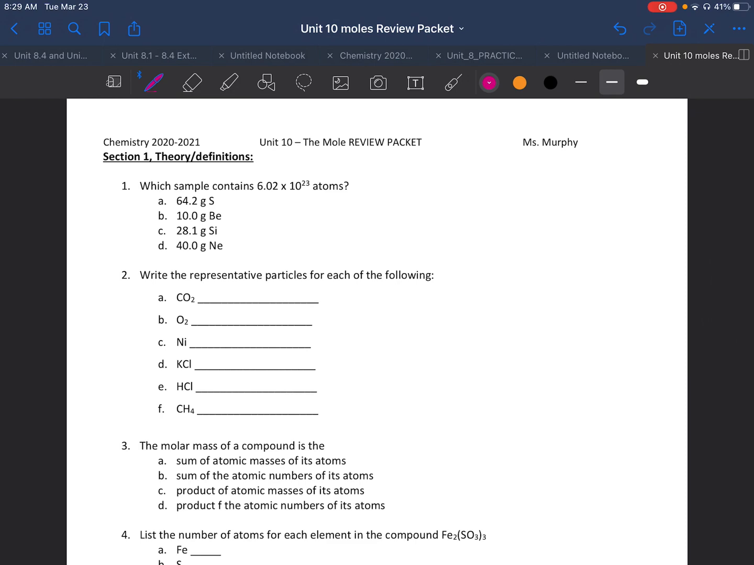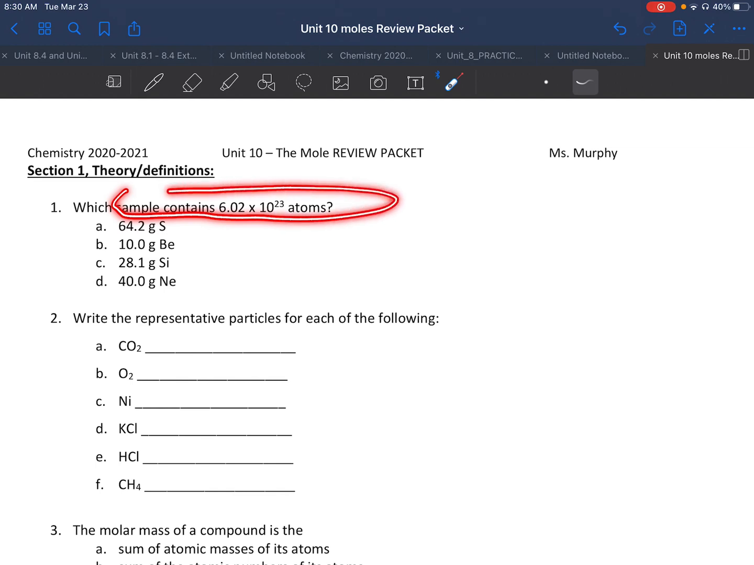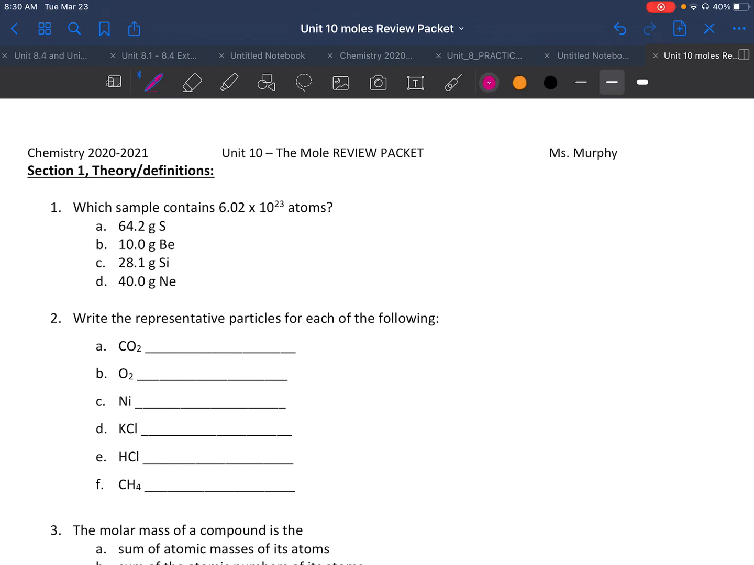So this first problem I kind of hit really hard with theory right away, and I want to make some connections with you. This is what I was hoping to get from this question: if we have a sample that contains 6.02 times 10 to the 23 atoms, what does this number look like? Hopefully, you're thinking Avogadro's number. Avogadro's number, remember, is the definition of how many atoms are in 1 mole. So just by telling us how many atoms we have, we know that we have a mole of a substance.